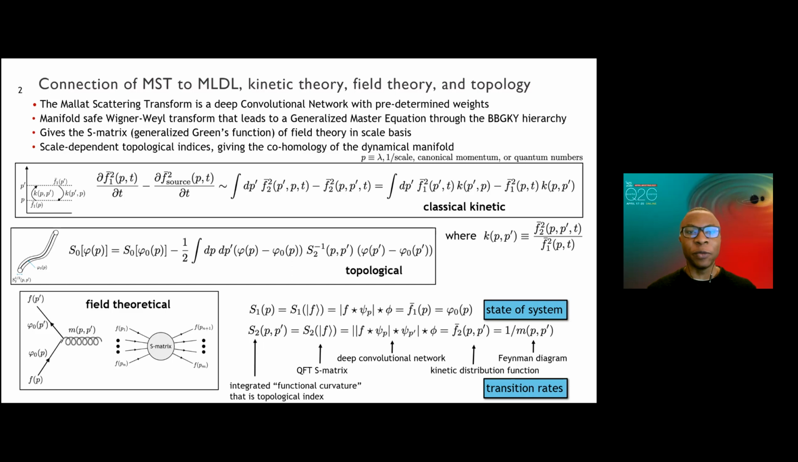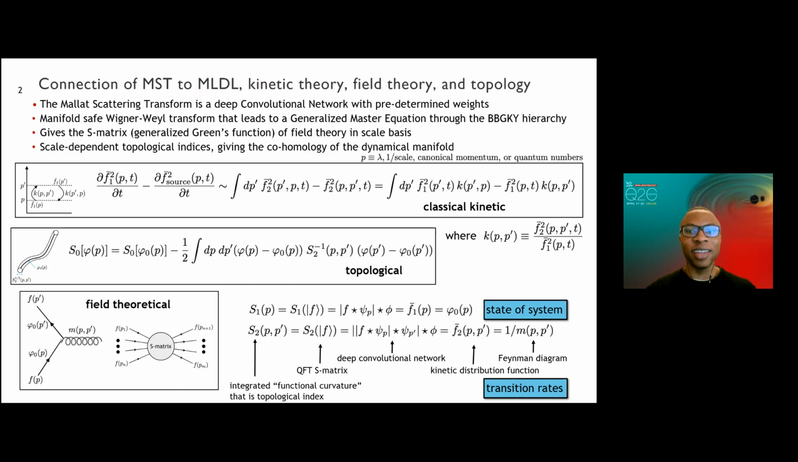We can do this, and it is grounded in several different ways. The first reason is that the MST acts as a deep convolutional network with predetermined weights. These weights have a physical basis, which reduces the search space required to surrogate the dynamics. Also, in terms of physics, in kinetic theory, it's constructed as a modified linear Weyl transformation that is manifold safe, and through the BBGKY hierarchy, it yields the generalized master equation.